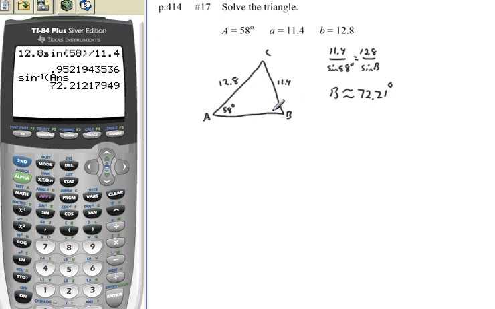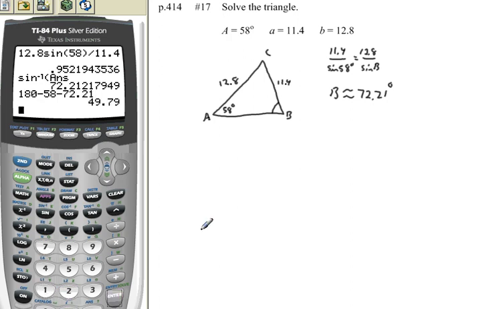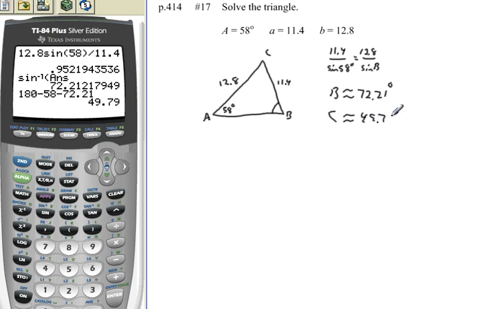Okay, now I know angle B. What I need to find now is angle C. Well, the three angles add up to 180, so let's use our calculator real quickly to say 180 minus 58 that I'm given, minus 72.21 that I just found. And we know that angle C is about equal to 49.79 degrees.